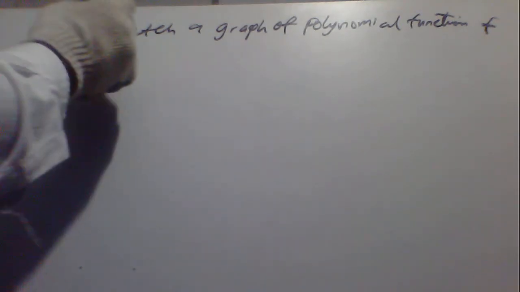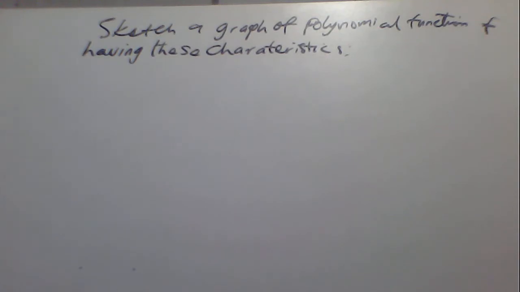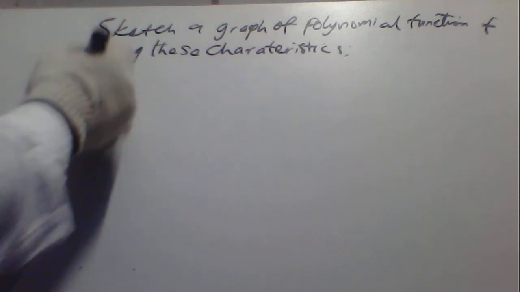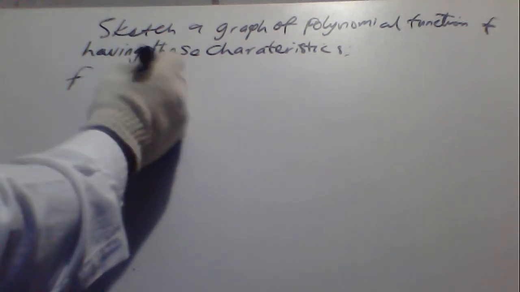Sketch a graph of polynomial function f having these characteristics. Sketch a graph of what? Polynomial. Sketch a graph of polynomial function f having these characteristics. Are you seeing it? f is decreasing when x is less than minus 1.5.